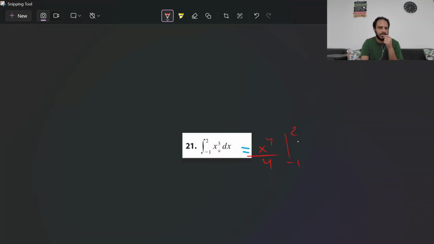What's the rule for this? Using the fundamental theorem, second part, right? You calculate 2 to the 4 over 4 minus minus 1 to the 4 over 4. This equals what? 16 over 4 minus 1 over 4. You get 15 over 4. Thank you.